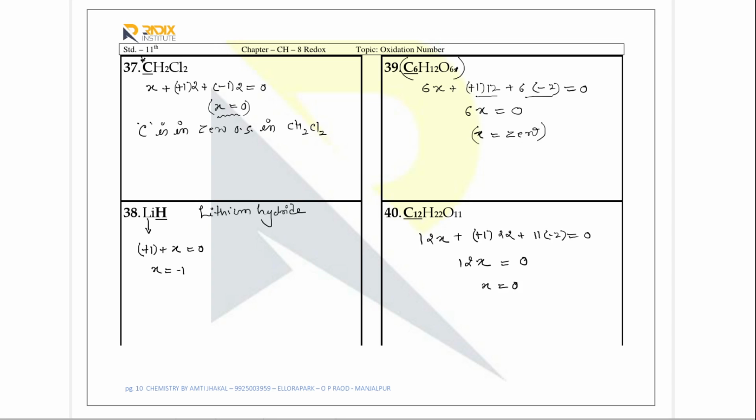That is the second round of the practice of the oxidation number we have done. In the next video, we will have the third round of the practice of oxidation number with some new concepts.